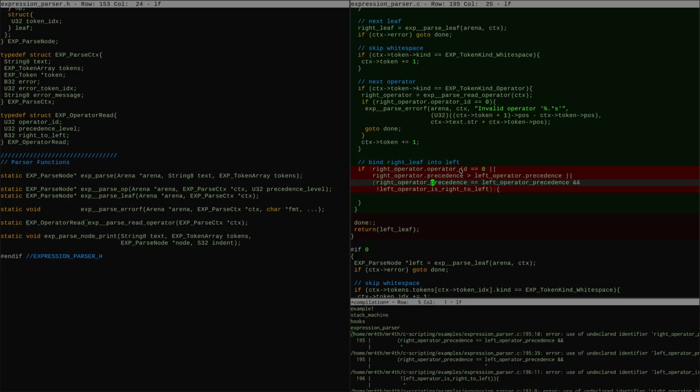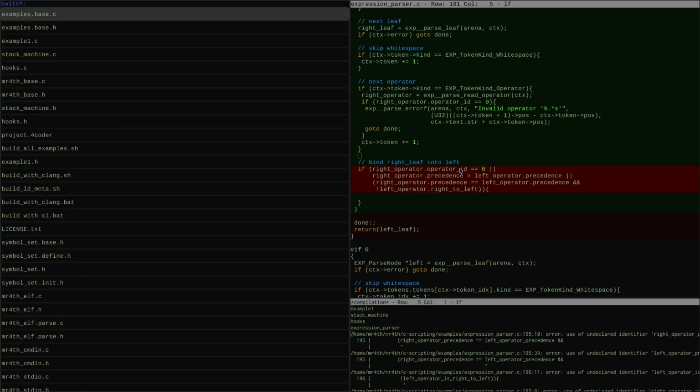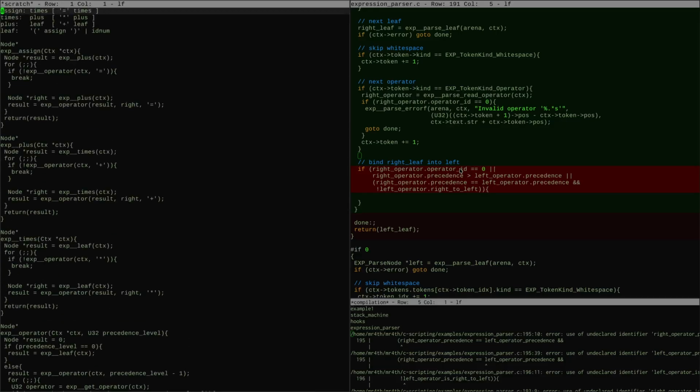Precedence, left operator, left dot right operator... is right to left, and it's not right to left. So if you have the case where you've got a right to left chain, let me think that through.